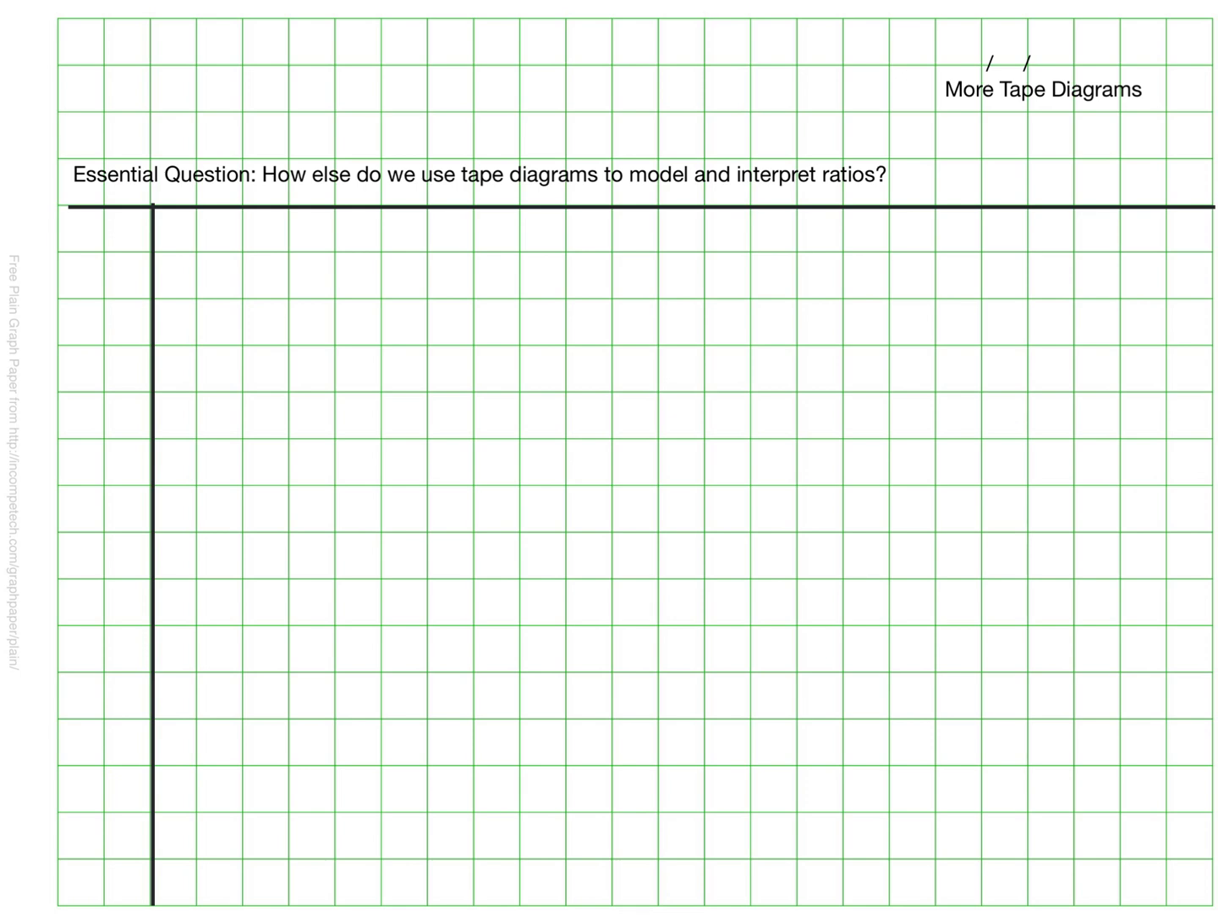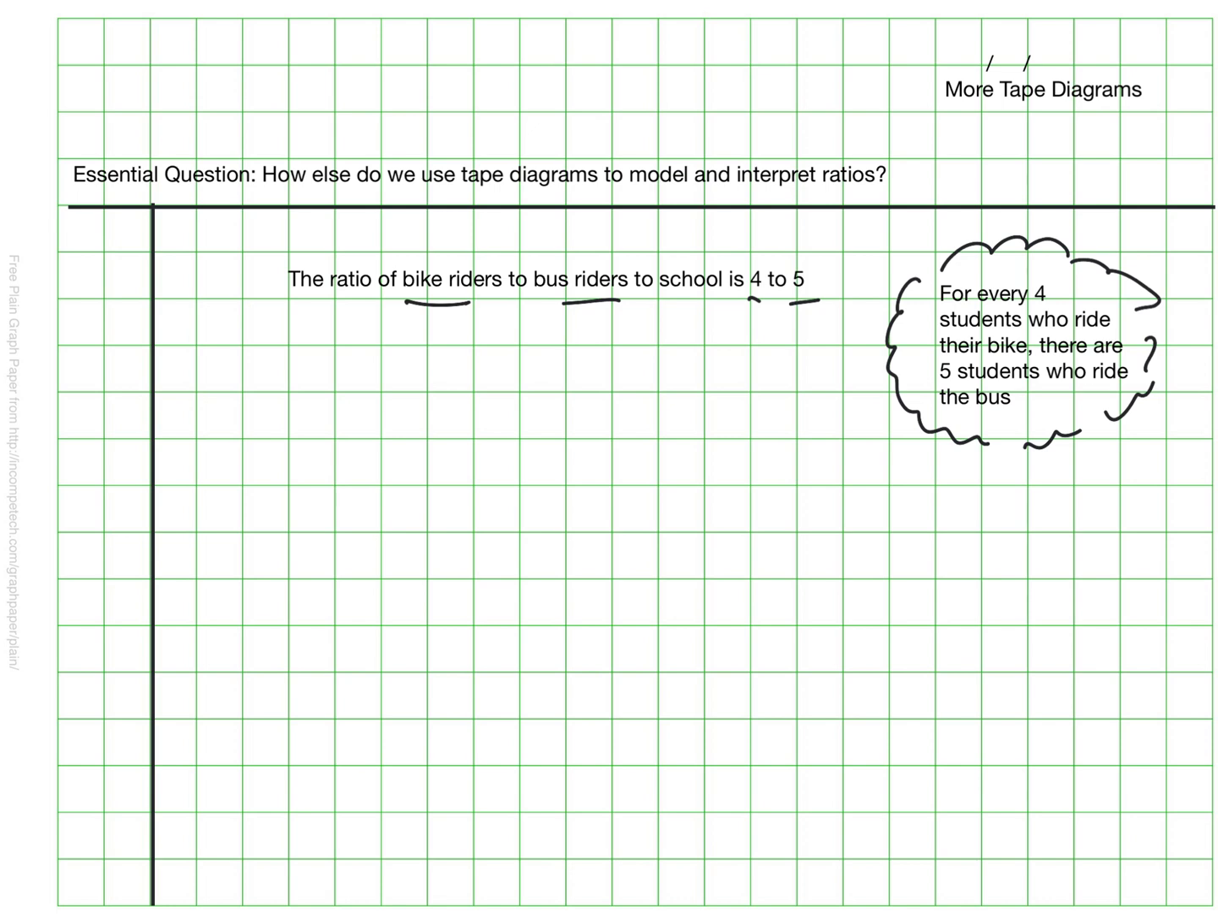And as we know by now, I love using tape diagrams to look at the ratio of data. As a reminder of how we use these, here's an example. The ratio of bike riders to bus riders to our school is, let's say, 4 to 5. That means for every 4 students who ride their bike, there are 5 students who ride the bus. However, that doesn't mean that there are only 4 students riding their bikes and 5 students riding the bus. We have more than 9 students who come to school here using either bike or bus.